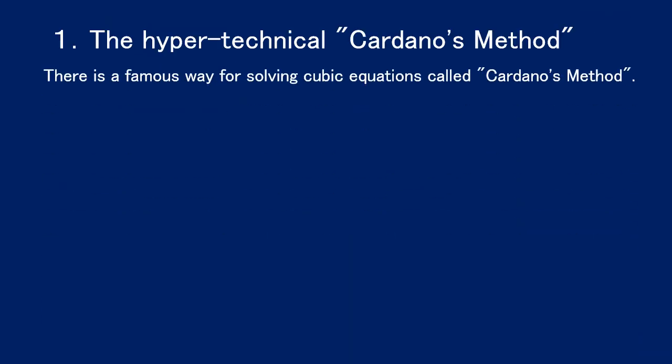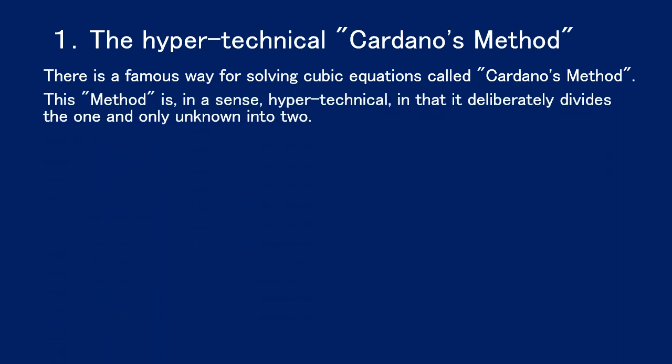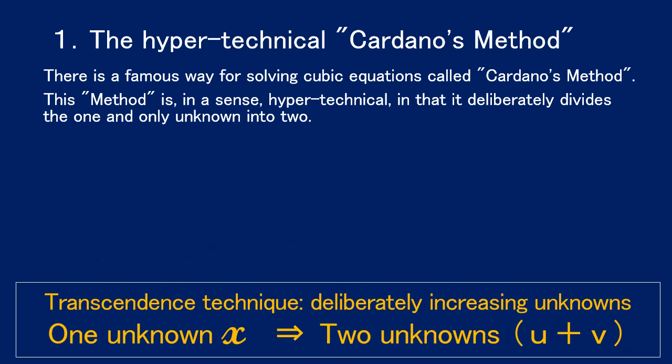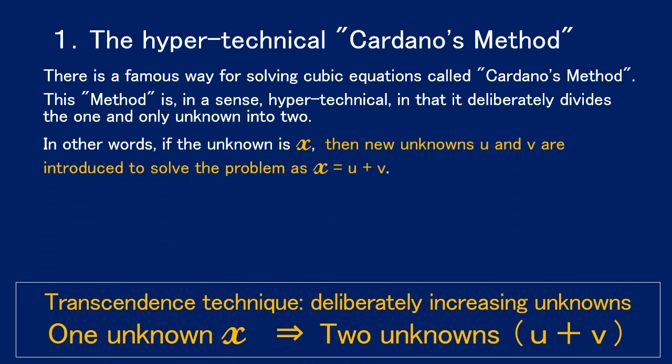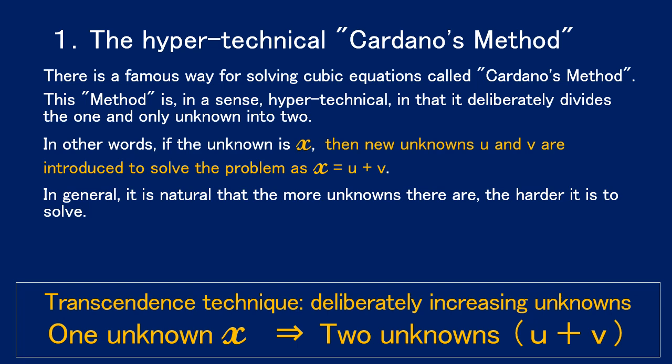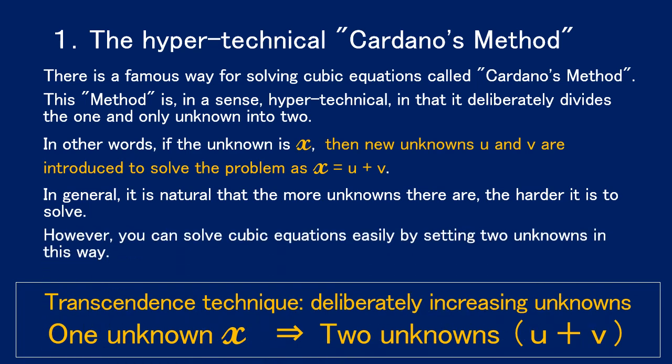There's a famous way for solving cubic equations called Cardano's method. This method is, in a sense, hyper-technical, in that it deliberately divides the one and only unknown into two. In other words, if the unknown is x, then new unknowns u and v are introduced, and the problem is solved with x equals u plus v. In general, it is natural that the more unknowns there are, the harder it is to solve. However, you can solve cubic equations easily by setting two unknowns in this way.